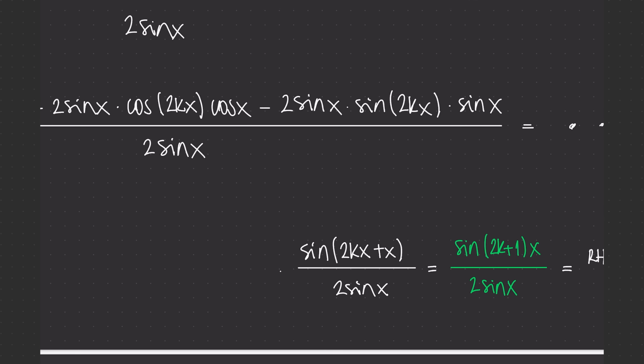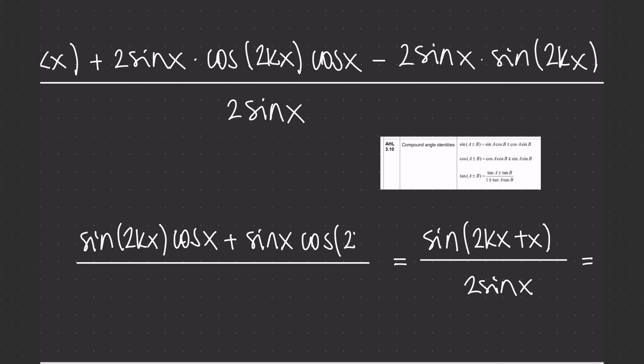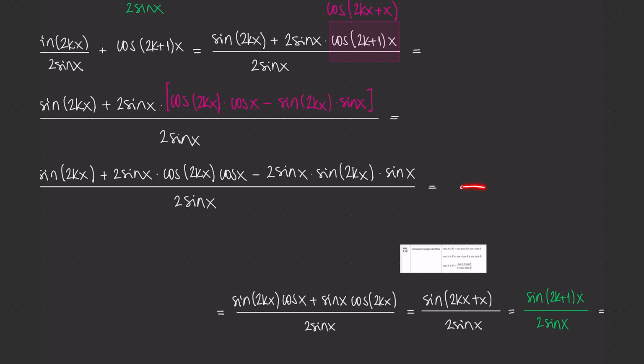And the step before that one, using our compound angle identities, has to be sine of 2kx cosine of x plus sine of x cosine of 2kx, all of that over 2 sine of x. Now, of course, there's still a gap between where we stopped and where we're trying to get. There's something still in the middle, but it just became much easier to identify what that is.